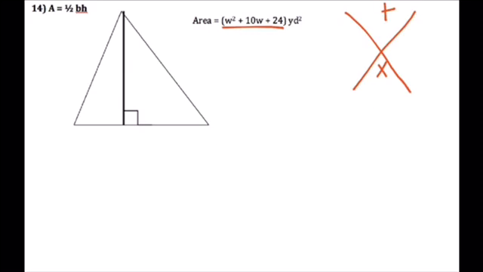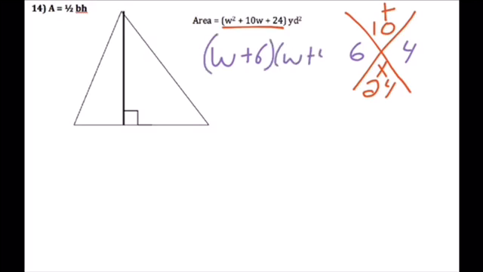Okay, so what we're doing is looking for two numbers that when added together give us 10 and when multiplied give us 24. We should know that that is 6 and 4. So we have W plus 6 times W plus 4. But remember, we're multiplying the whole thing by 2.